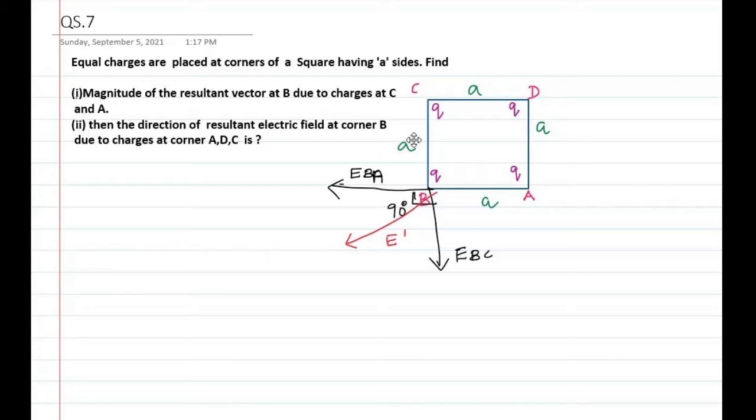Are you able to get it? At the corner B point, we have a positive charge, and what is the effect on it due to the charges placed at C and at A? Both are repulsive, so the charge at B gets repelled due to C in this direction, and similarly repelled due to A in this direction. The resultant will be along this direction, so it is your resultant vector. So you have to do vector addition, the parallelogram law of vector addition.